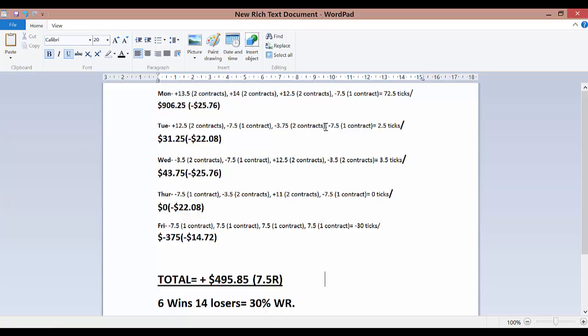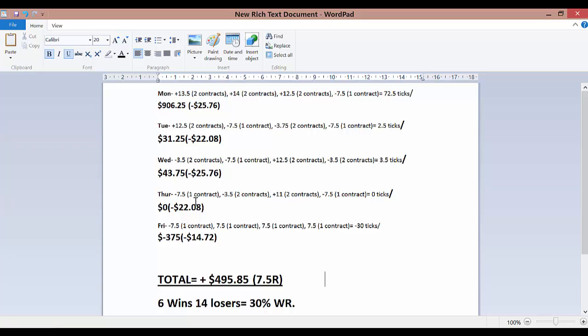So that's all part and parcel of pushing winners. Some are inevitably going to fail, but over time, if there's edge, it will reward you. Then you got 7.5 here on 1 contract, so that ended up with pretty much a washout day, 2.5 ticks, which is $31.25 minus the commissions. Same thing on Wednesday, loss on 2 contracts, loss on 1, gain on 2, loss on 2, and that ended up with 3.5 ticks, $43.75 gross minus the commissions.